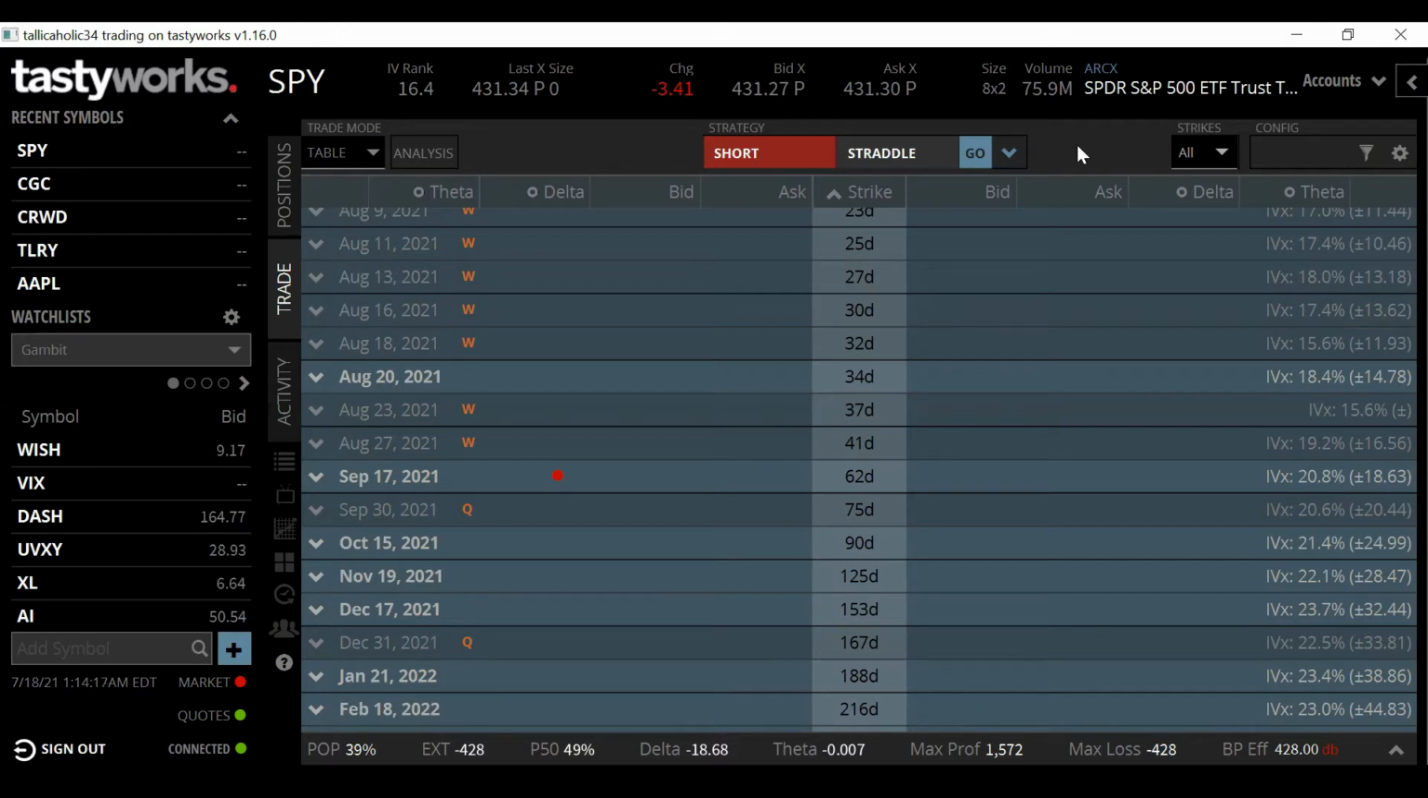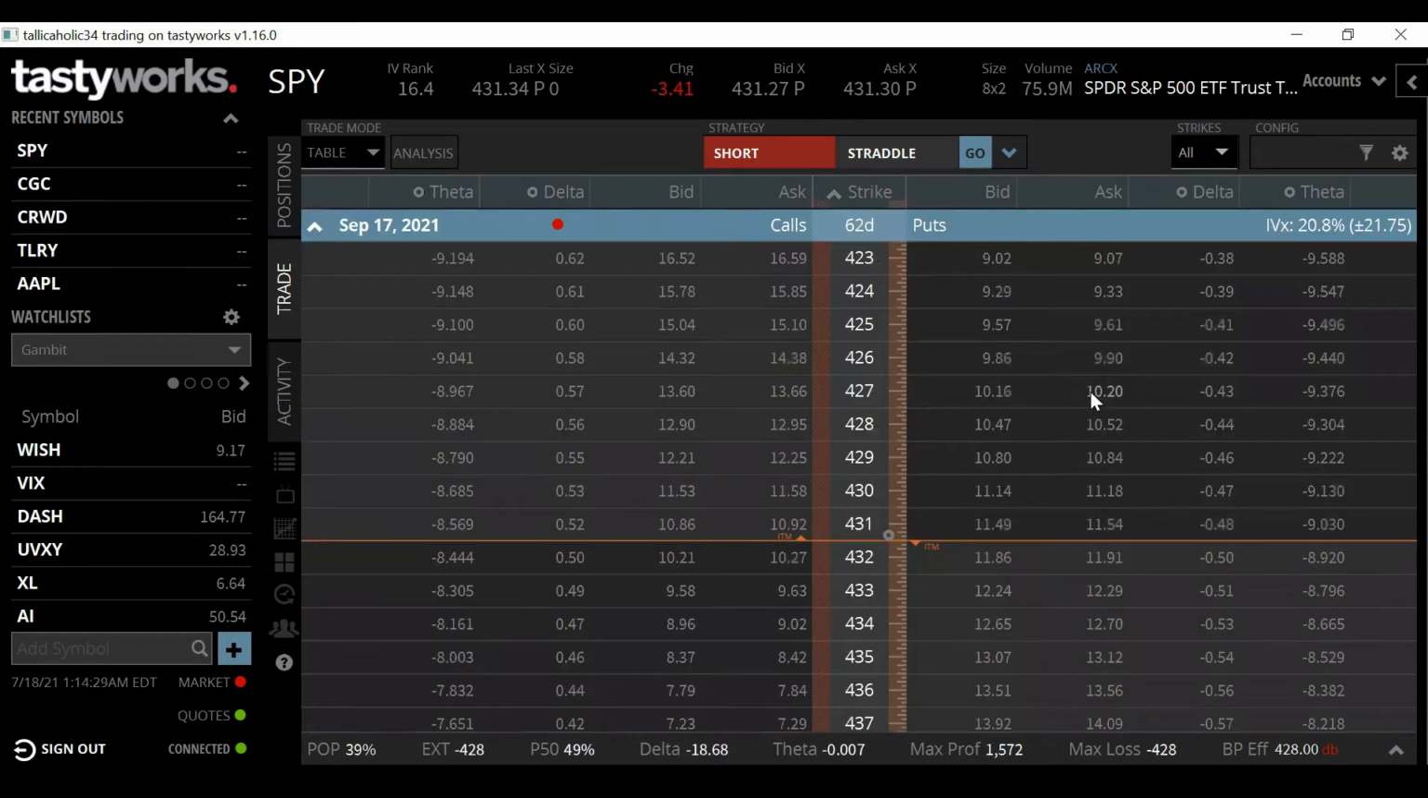But this is built for a medium to low IV environment, and we're going to play it in a further dated expiration cycle. So we're going to open this up in the September cycle right here. This is what we're looking at.